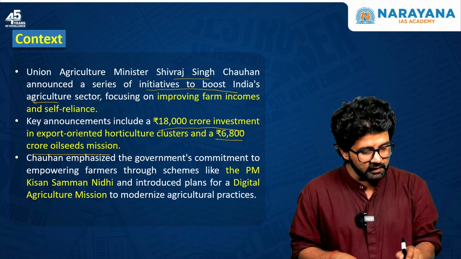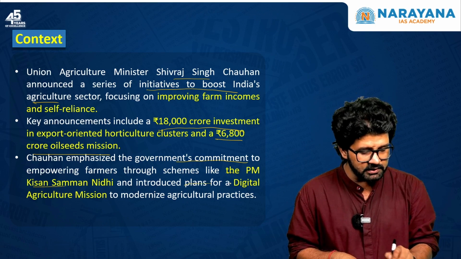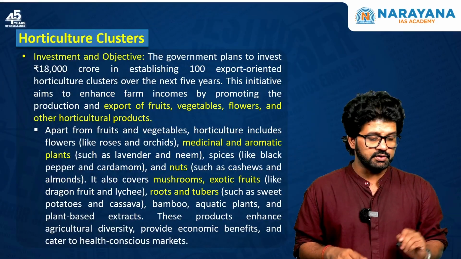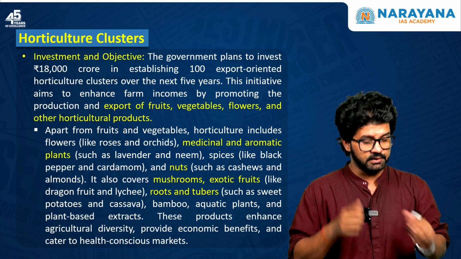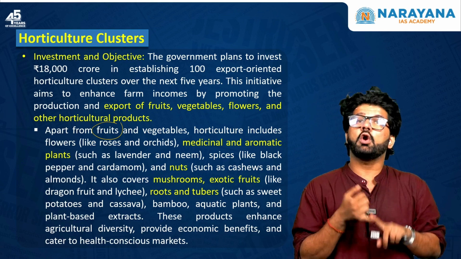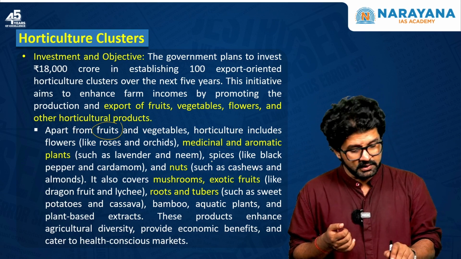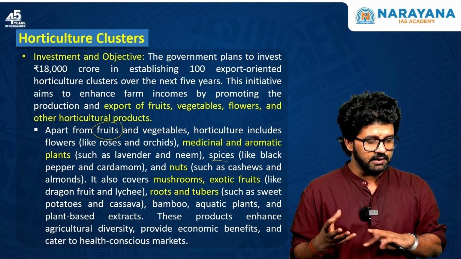Chauhan emphasized the government's commitment to empowering farmers through schemes like PM Kisan Samman Nidhi and introduced plans for a digital agriculture mission. Horticulture clusters. So what does horticulture mean? It means growing fruits and vegetables, but not only fruits and vegetables. Here there are different things: aromatic plants, spices, nuts, mushrooms, roots and tubers. All these things come under horticulture.